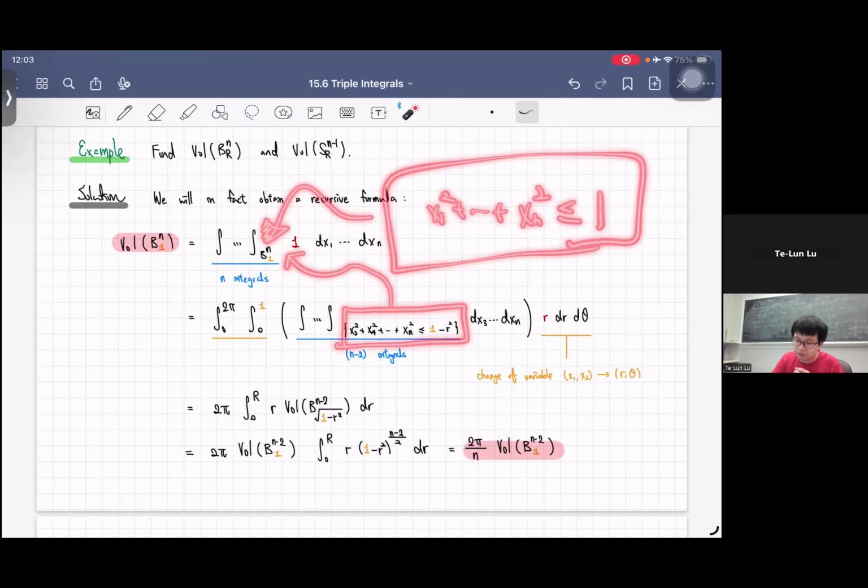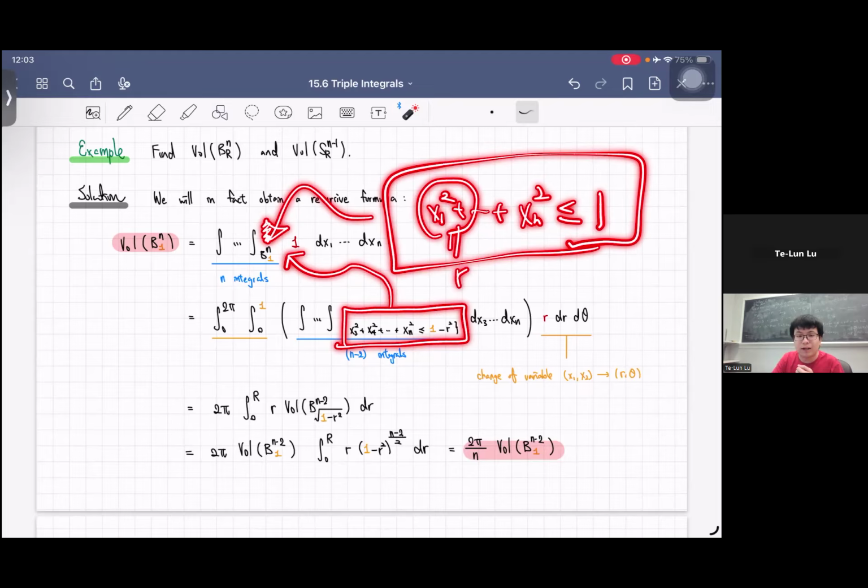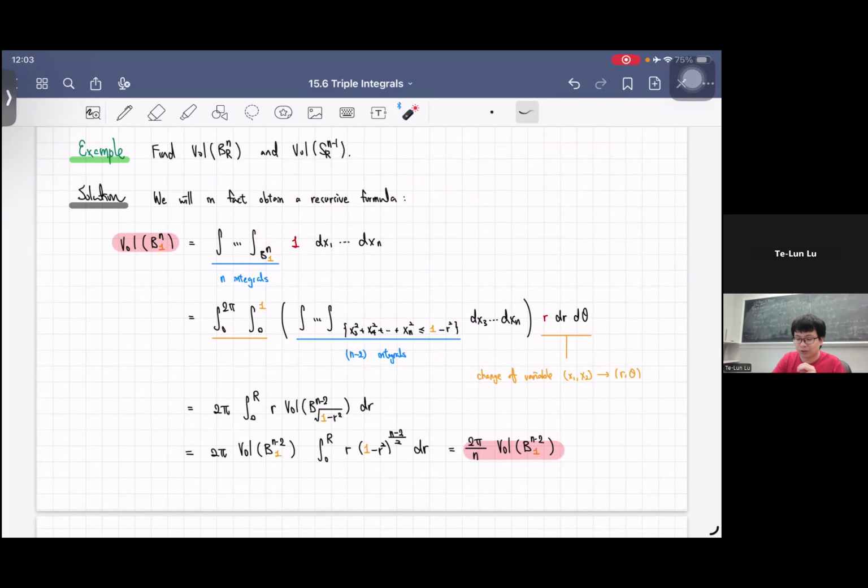So now the first two are given to be r squared, right? So the restriction for the rest of the coordinates is that x3 squared, adding up to xn squared, should be less than or equal to 1 minus r squared. So this is a trick. This r squared is actually representing x1 squared plus x2 squared, okay?